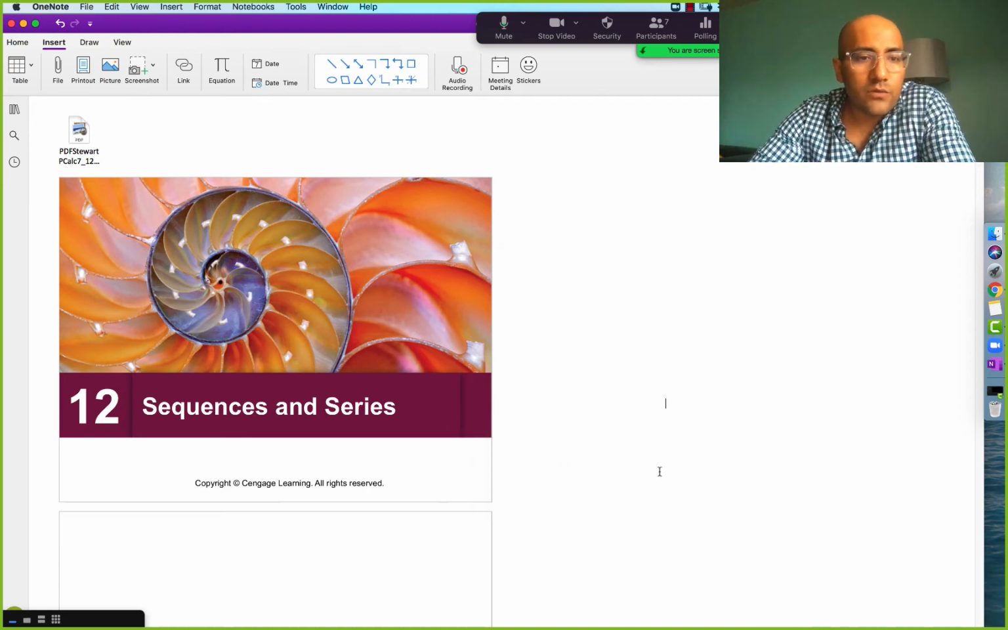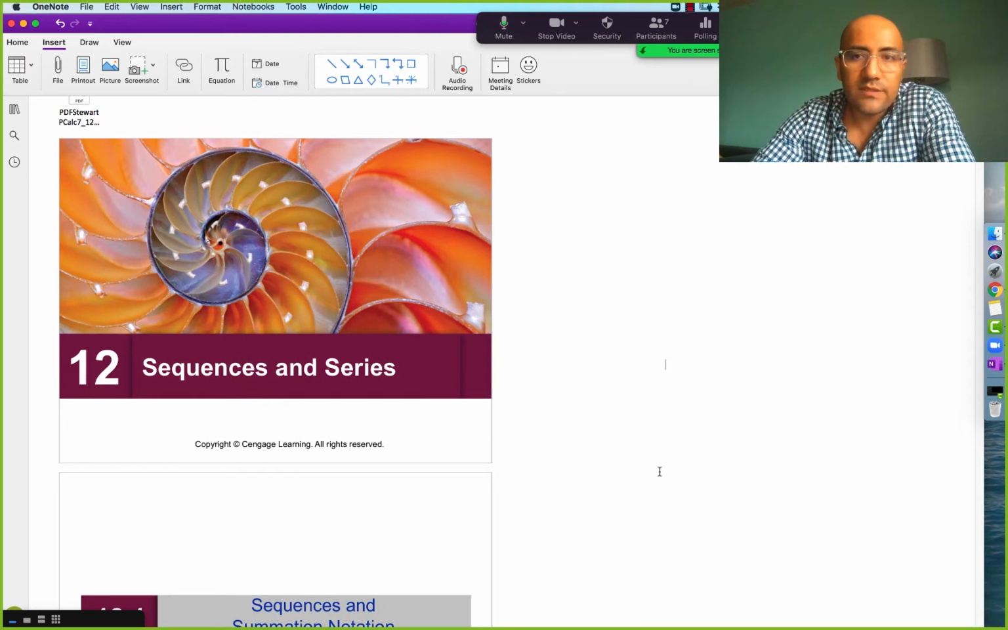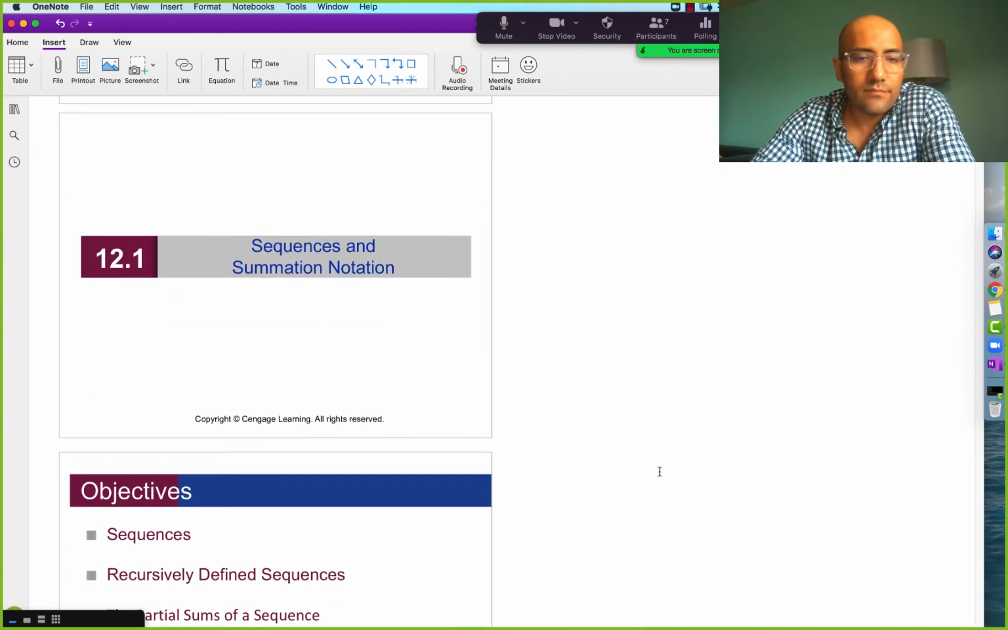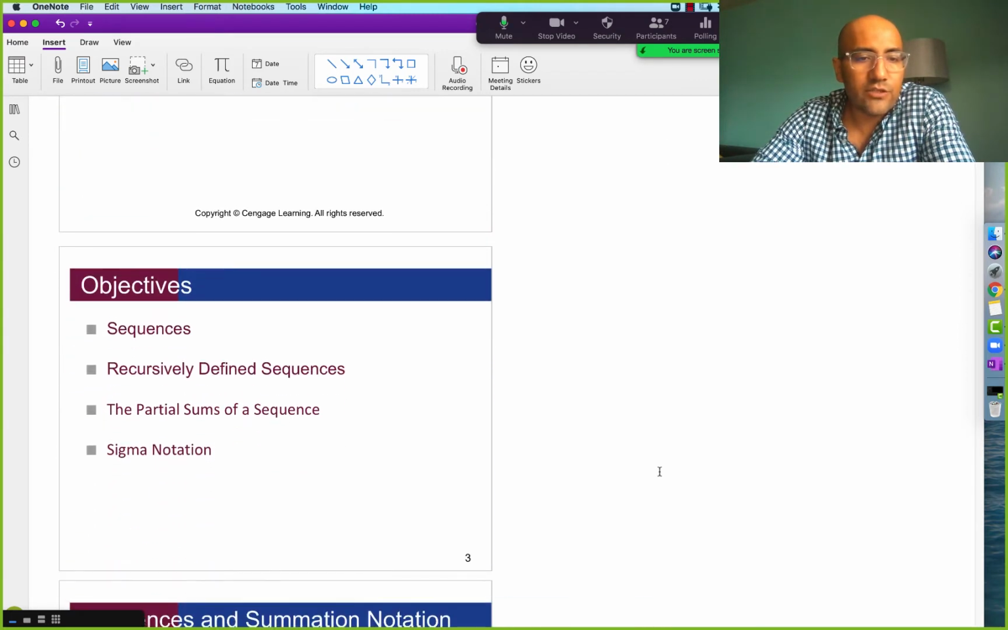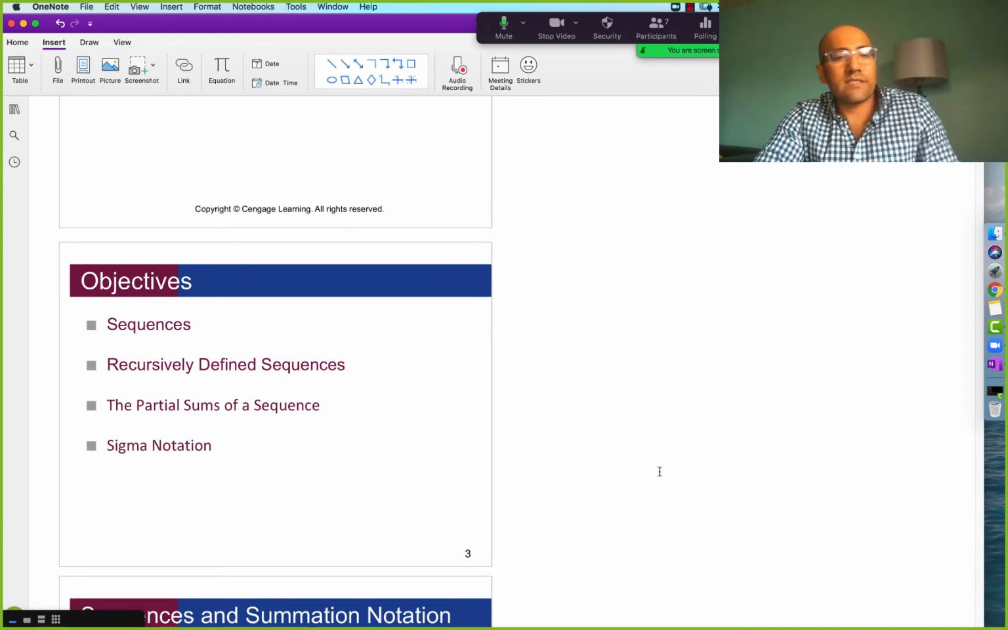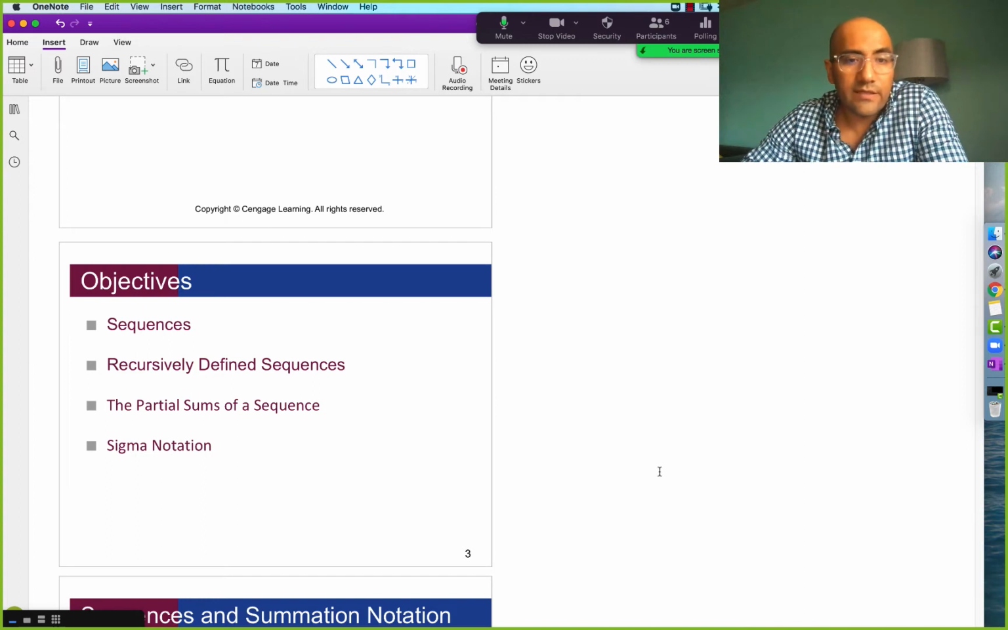Okay, so Chapter 12, Section 1, Sequences and Series. So, sequences and series notation. So we're going to cover what a sequence is, describe recursively defined sequences, then look into the partial sums of sequences, and then sigma notation for sequences.